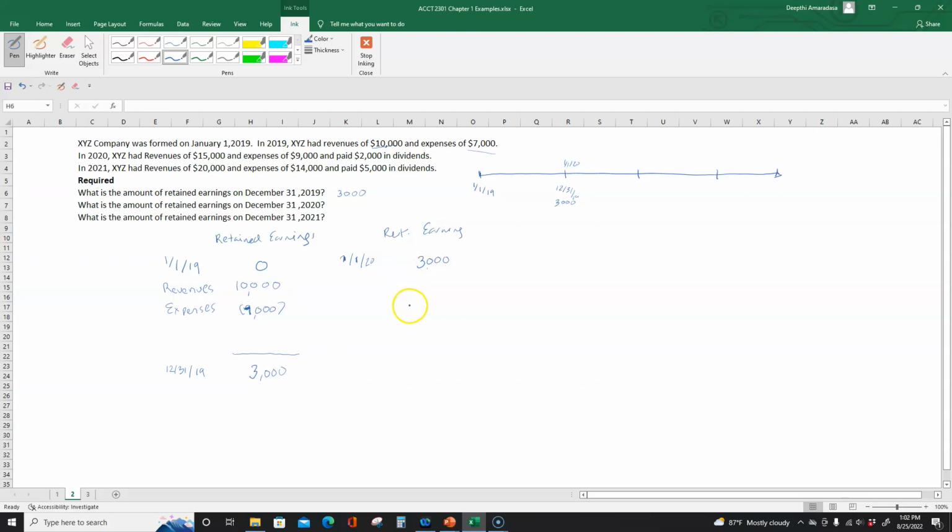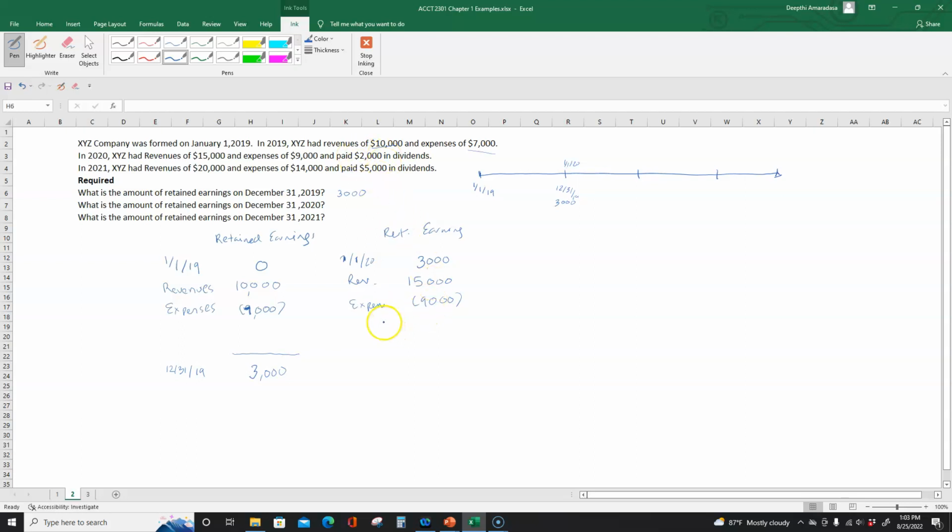Now let's look at what happened during the year. They said in 2020, XYZ had revenues of $15,000 and expenses of $9,000. And on top of that, they paid $2,000 in dividends. So let's go ahead and record that. So let's say revenues of $15,000. We know revenues have the effect of increasing retained earnings, so I'm going to add that to that $3,000. We know that expenses have the effect of decreasing retained earnings. So the $9,000 of expenses in 2020, I will show as a negative number in parentheses to show that that caused retained earnings to decrease.